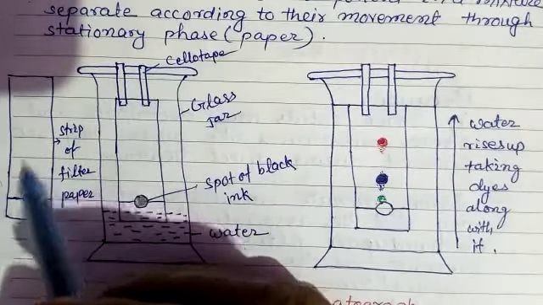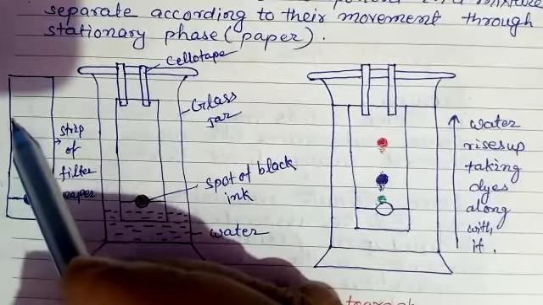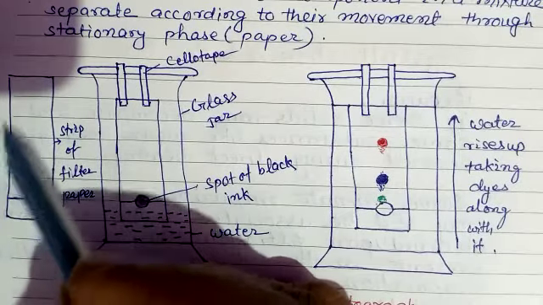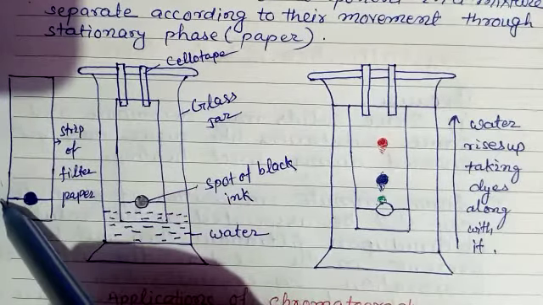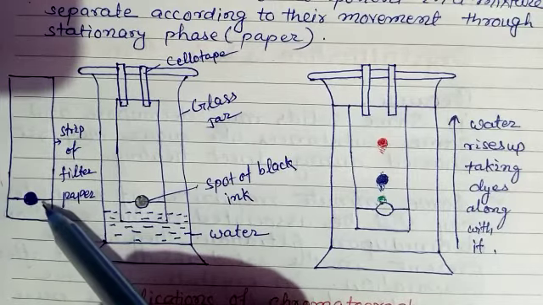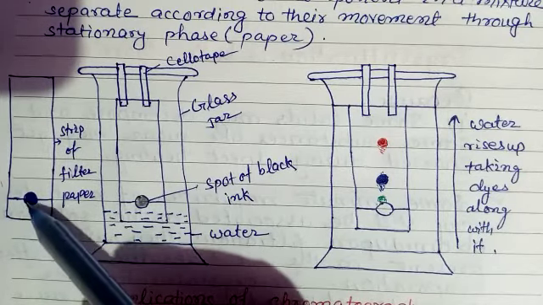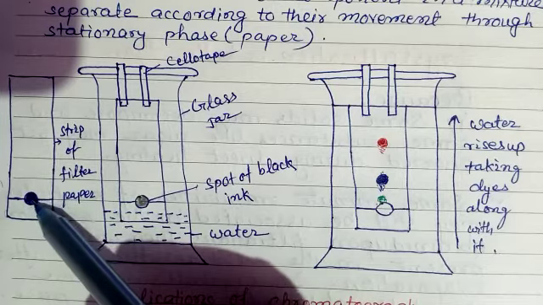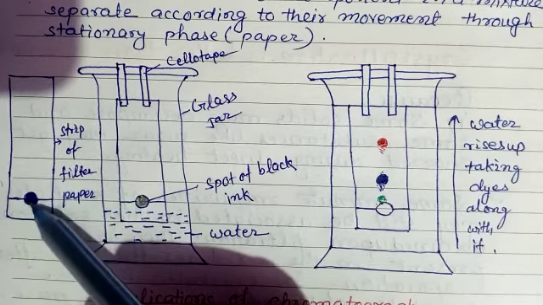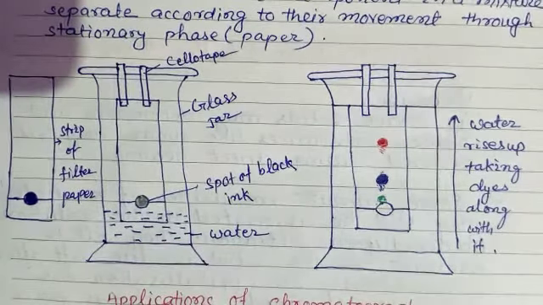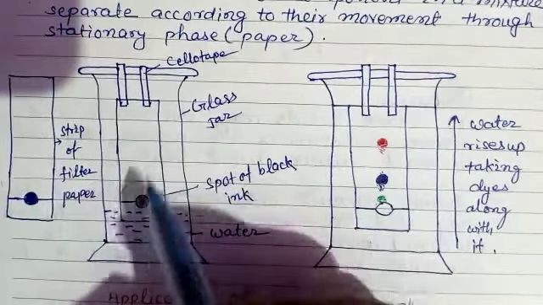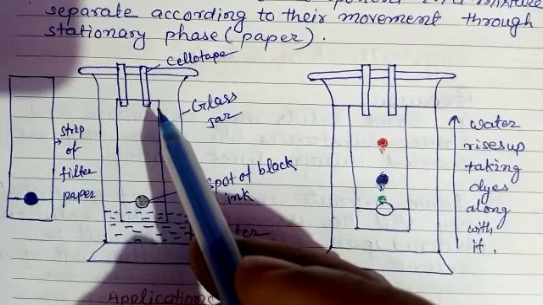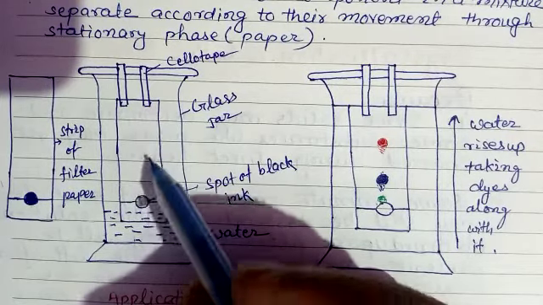So for this, first of all we'll take a paper strip, a strip of filter paper. We have taken a rectangular strip of filter paper. Then we'll draw a line using a pencil, and after that we'll put a drop of black ink at the center of this line, and we will let it dry. When the drop of ink has dried, after that the filter paper strip is lowered.